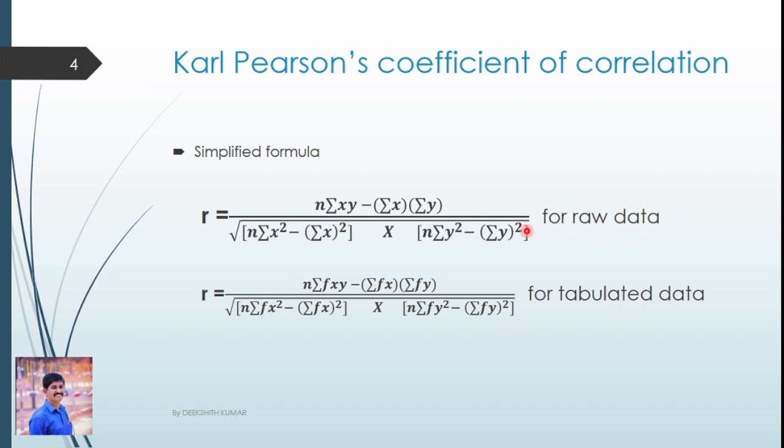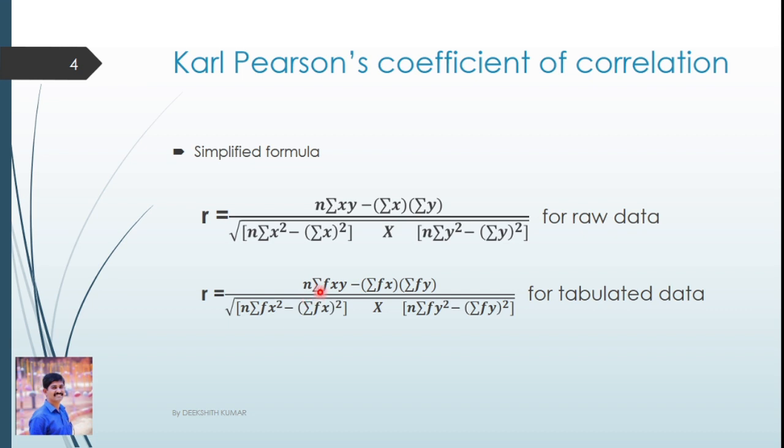For tabulated data, either it may be for discrete series or continuous series, the formula is a little changed. R is equal to n sigma fxy, frequency is added. Here for raw data we take it as n sigma xy. For the tabulated data we change the formula, because in the discrete series and the continuous series we have frequencies, so the formula is changing.